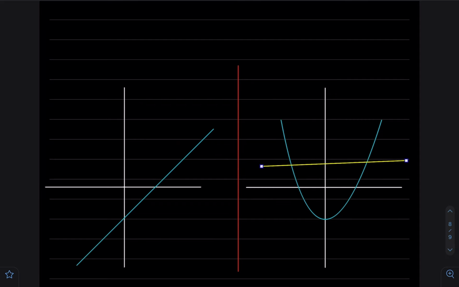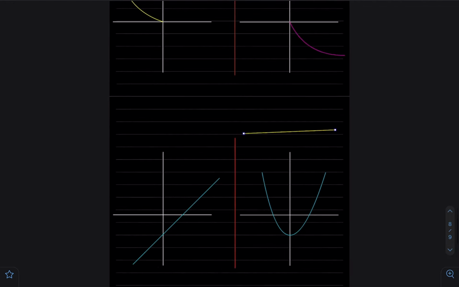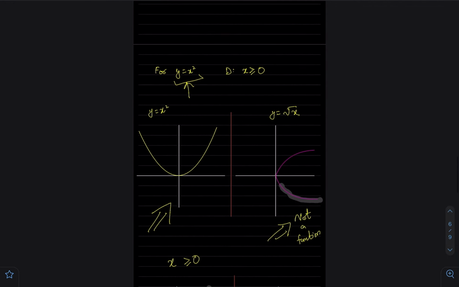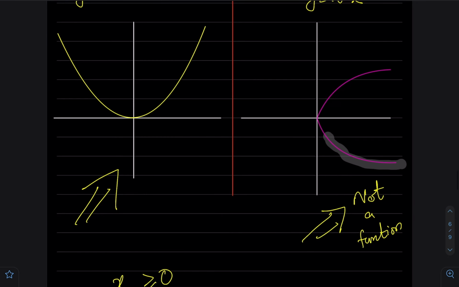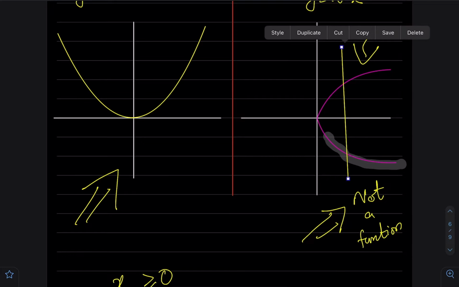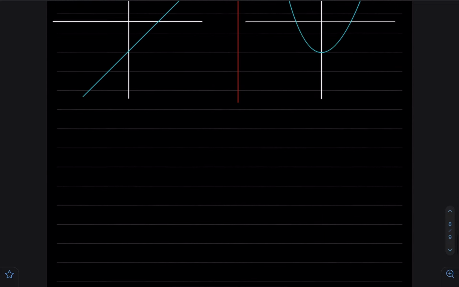Now it is cutting at two places, so why do we not have an inverse? Because if you take its inverse, you can work out the inverse, but that inverse is not going to be a function. It will become something like this, which is not a function because this is a straight line and it is cutting at 2 points.